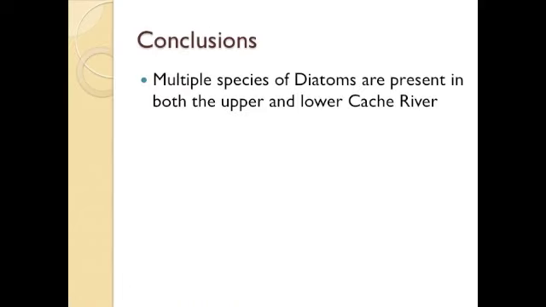So the conclusions. With our number of sites, conclusions are generalized. We know there are diatoms in the upper and lower Cache, and there are multiple species, which is kind of different than what I thought. I thought I would see very few in the lower Cache River. That's kind of what I hoped for, but we saw them, so I guess that's good for the lower Cache, because we've got fair water quality according to this.